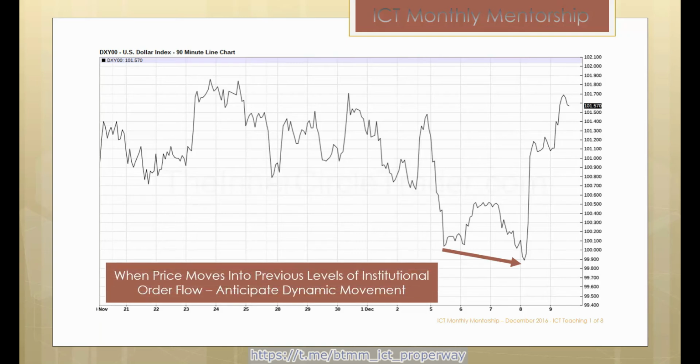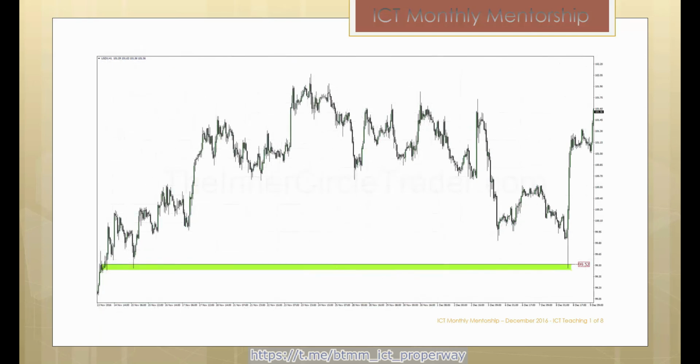When price moves into previous levels of institutional order flow, we as traders have to anticipate dynamic price movement. That looks like this, and we talked about this week in the live sessions. We had an old order block back in the midpoint of November. It was the last down candle that had already been traded back down into on November 15th, one more time, and it bounced away from that. But we traded all the way back down this week during the 8th of December just to get back into that 99.50 level, and it was strongly rejected.